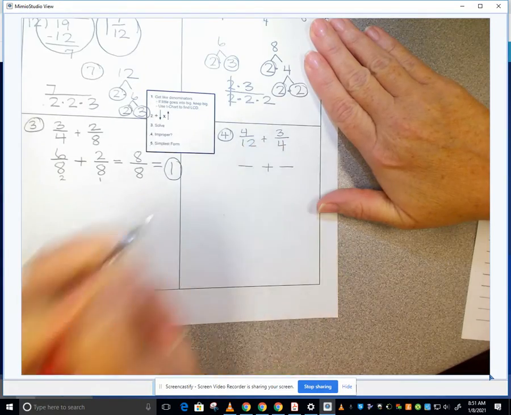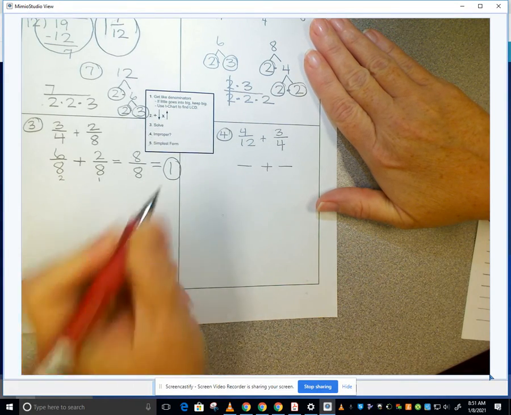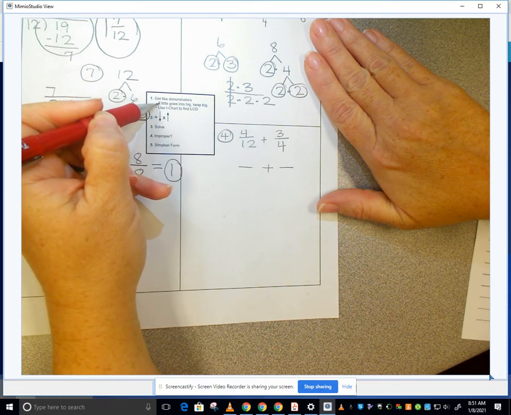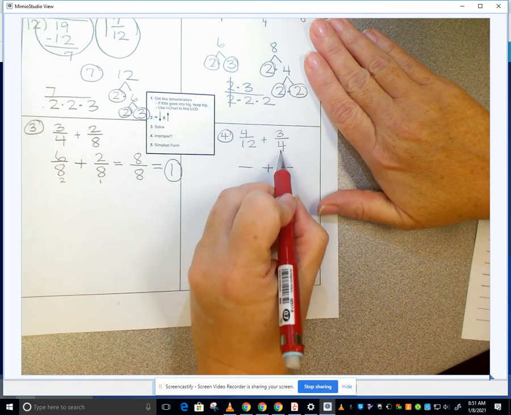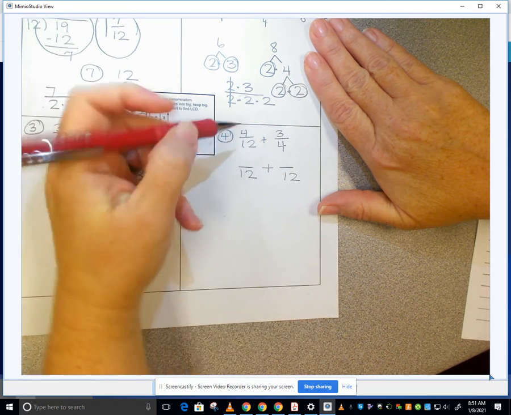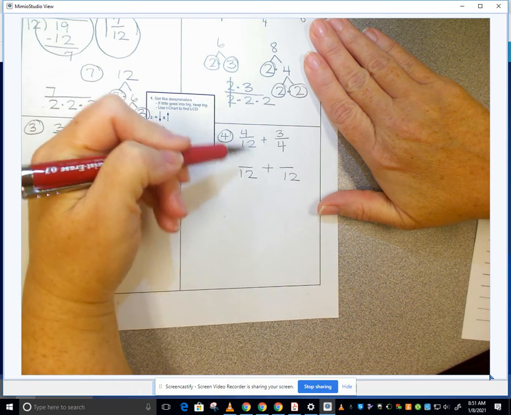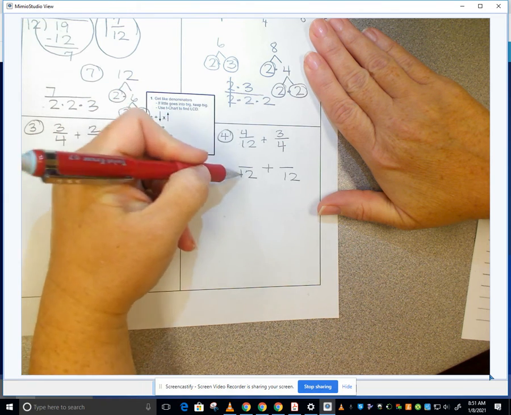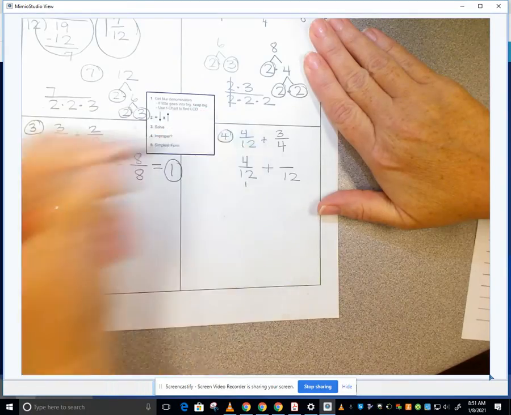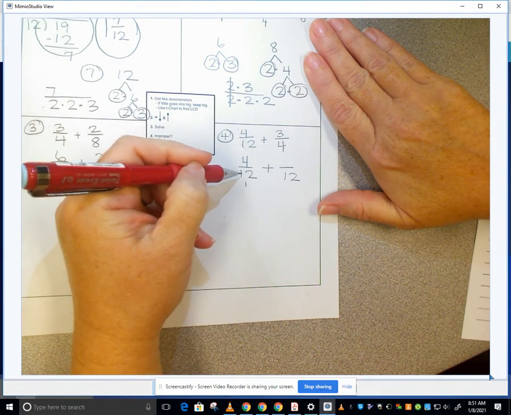I know I'll need to rename these to get like denominators. All right. Remember, one of my strategies is if little goes into big, keep big. 4 does go into 12, so I get to keep 12. Now I'm going to divide down, multiply up. 12 will go into 12 one time. 1 times 4 is 4. See, 4 twelfths just stayed the same.